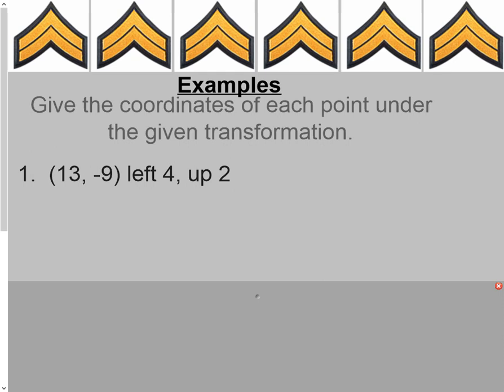So think about left. That would be the x. We would subtract 4 if we're going left. Up 2 would be adding 2 to the y, because it affects the y. That would be up, and that would be adding 2 to it. So if we do that to our translation, we'd be taking 13 minus 4, and we get 9. And we'd be taking negative 9 plus 2, and we get negative 7. Hey, there's our new coordinate.